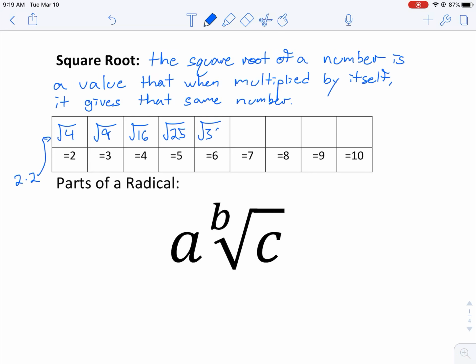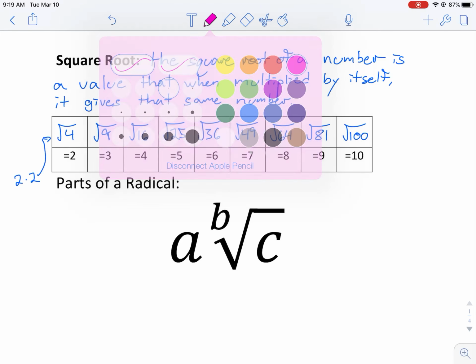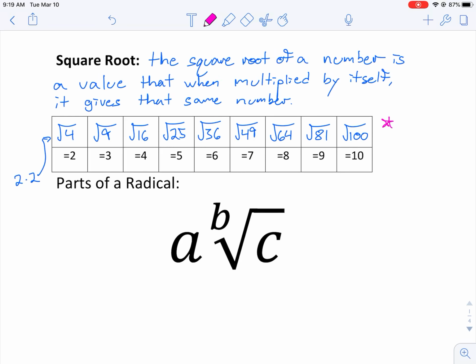The square root of 36 is 6. The square root of 49 is 7. The square root of 64 is 8. The square root of 81 is 9. And the square root of 100 is 10. These numbers here are rather important. These are your perfect squares. And you really want to know them as we're doing this unit because it makes everything a lot easier for you if you know what your perfect squares are.